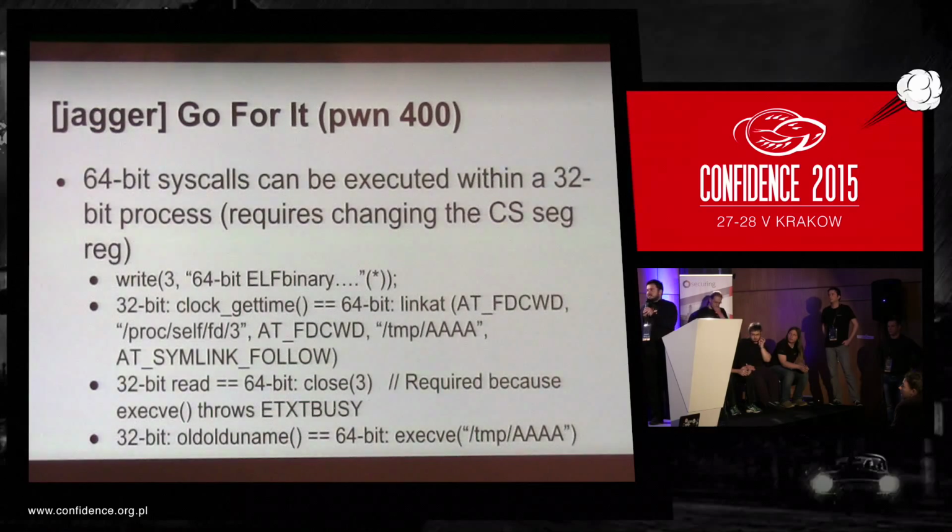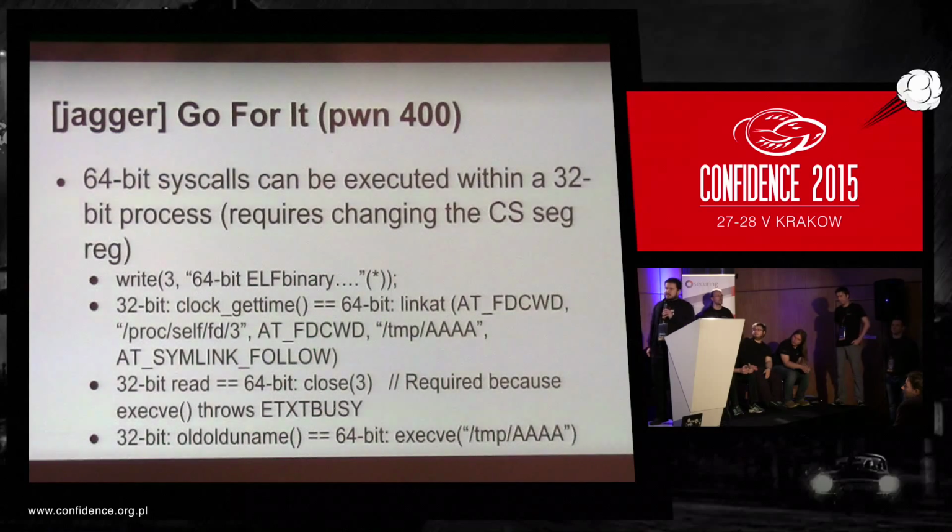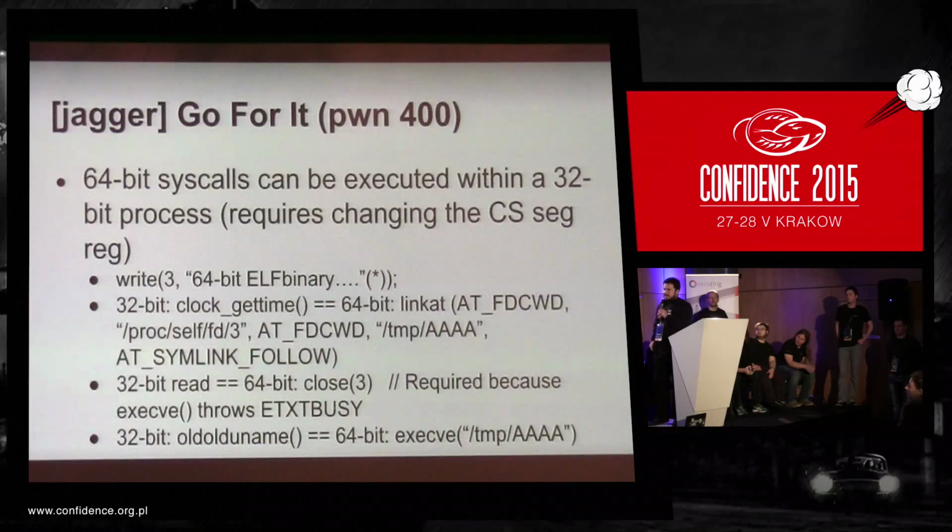And you can write there an ELF binary, which should be 64-bit, and the write syscall is allowed in the policy. Then you can use a trick with switching your code segment, so you can execute 64-bit syscalls. Then you should use linkat, which will make this hidden file appear on the file system. Then you should close this file, because otherwise you will never execute it: the system will throw ETXTBSY, because you cannot execute files which are open for writing. And then, obviously, you should use the 64-bit execve syscall, which is also allowed in the 32-bit policy.